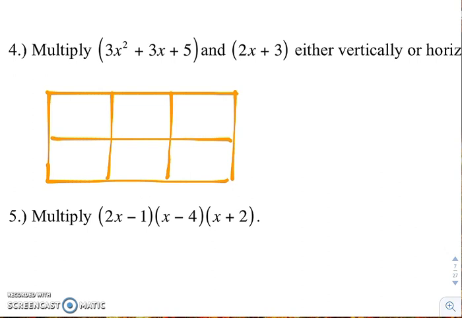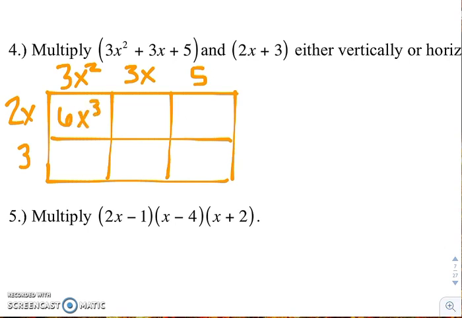So you would put your 2x and positive 3 on the 2 side, and 3x squared, 3x, and then 5 on the top. And then you would just multiply. So multiply your coefficients. 2 times 3 gives you 6. x times x squared gives you x cubed. 2x times 3x gives you 6x squared. 2x times 5 gives you 10x.